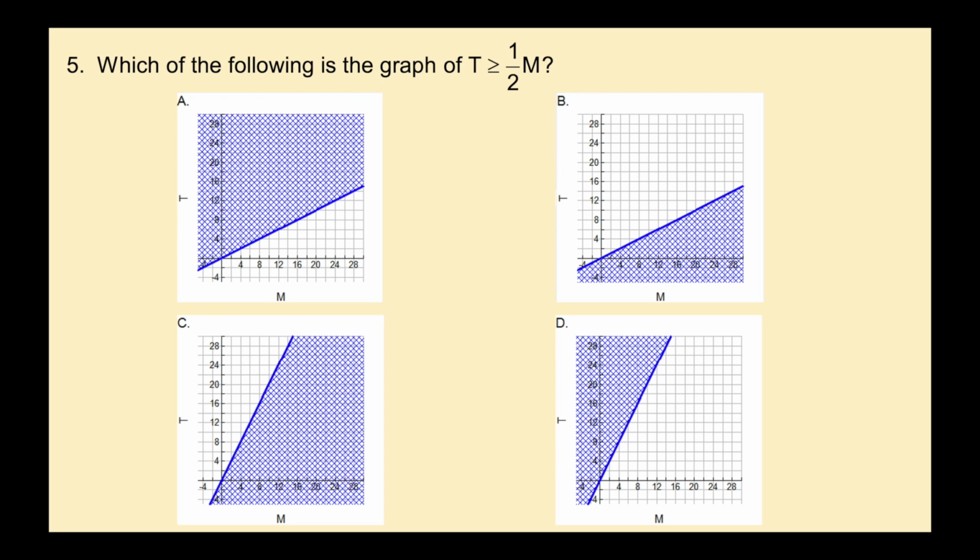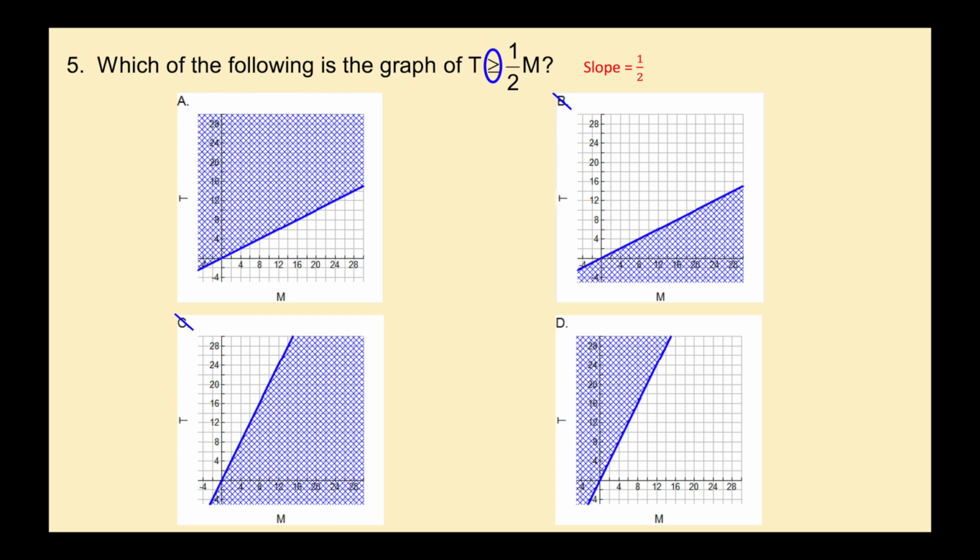For number 5, again, we want to make sure that we're solving for the correct variable here. So again, this T is representing this axis right here. So that is the correct one that we're solved for here. Now from here, I see that this says greater than or equal to. So one thing I'm looking at is it should be shaded above the line. So that's going to tell me that A would work, B would not work, C would not work, and D would potentially work. From there, my slope is going to be 1/2.